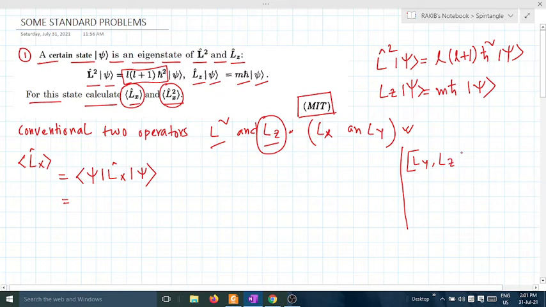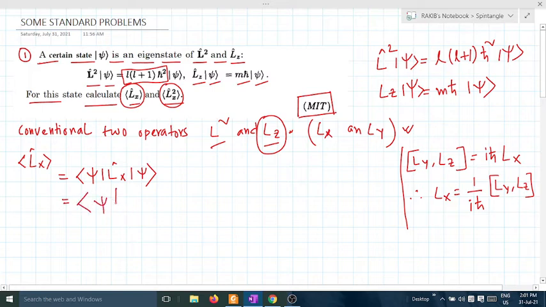We know the commutation relation of Ly and Lz gives i h cut Lx. Therefore, Lx equals 1 by i h cut times the commutation relation of Ly and Lz. We can write it easily. Then put it in this form: psi, in the place of Lx, 1 by i h cut times the Ly Lz commutator, sandwiched between two psi's.